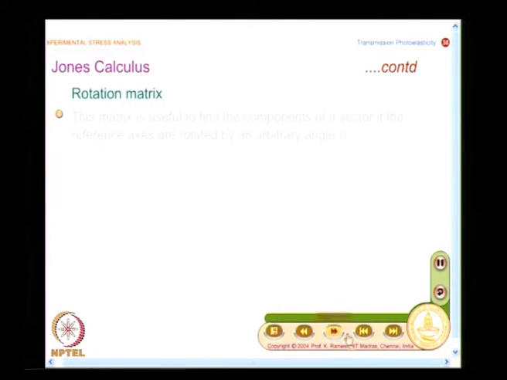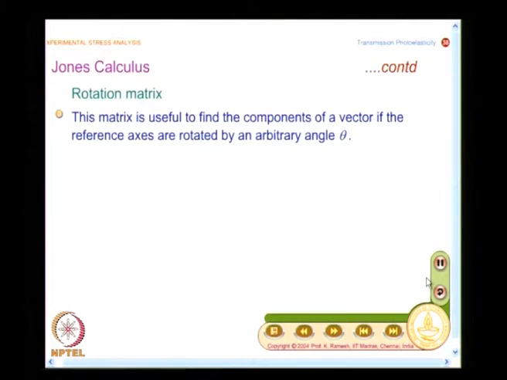So, what I have is the rotation matrix, and the rotation matrix you would have done in many of your other engineering courses. Whenever you come across transformation, one of the simplest transformations is rotation. To find the components of a vector, if the reference axes are rotated by an angle theta, this is fairly simple and straightforward. It is only remembering what you have done in some of your earlier courses.